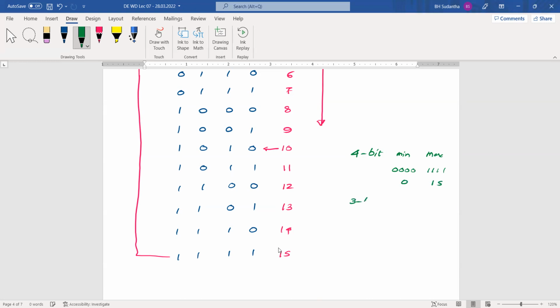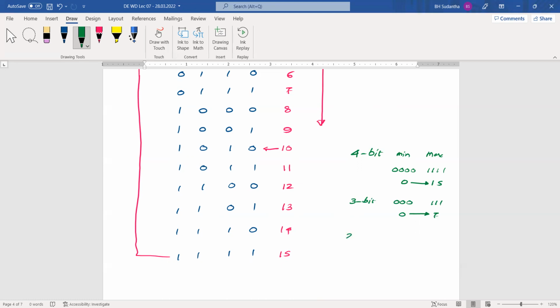If it is a 3-bit count, what is the minimum value? 3 zeros. Maximum value, 3 ones. This is 0, this is 7. For 4-bit, 0 to 15. This is 0 to 7. When you consider 0 to 7, altogether including 0 and 7, we have 8 stages. When you consider a 4-bit count, including 0 and 15 altogether, we have 16 stages, 16 different numbers, 16 different patterns.